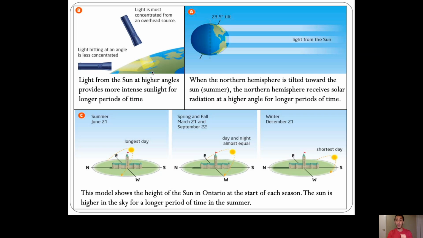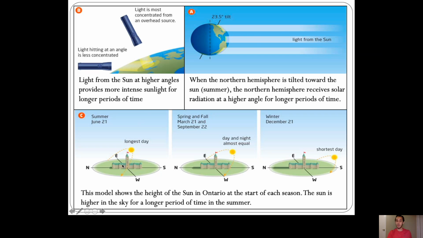Now, here's what happens in our summer. Okay, so here is the tilt. So the sun is directly across from the Earth here. Okay, so we're looking at the sun, which should be off the page here. All right, so we have this tilt, and so what ends up happening is the northern hemisphere is receiving solar radiation at a higher angle for longer periods of time. And of course, the closer you get to the equator, the higher the angle is. Okay, but we're receiving greater intensity of light for longer periods of time because the angle is a little bit higher.